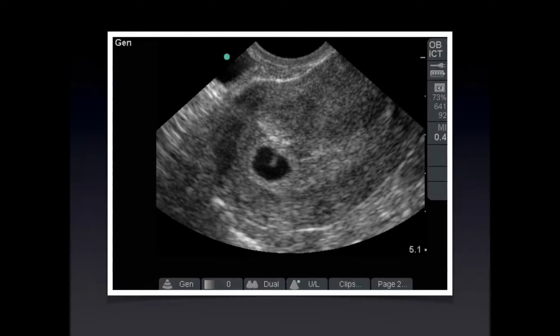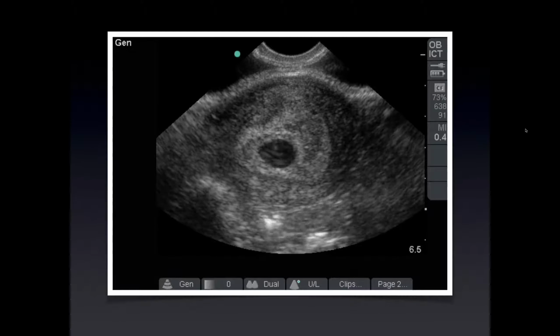Here is the cervix, located about here, and that connects to the fundus here. And then within the fundus, we see a double decidual sac sign, and a gestational sac, and a yolk sac with an attached fetal pole that appears to have a heart rate.